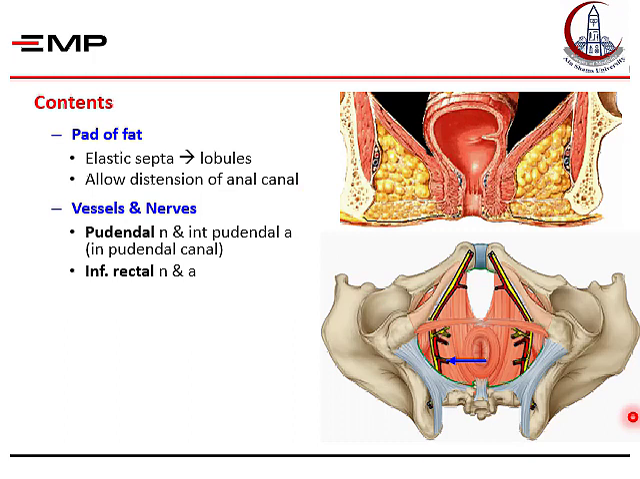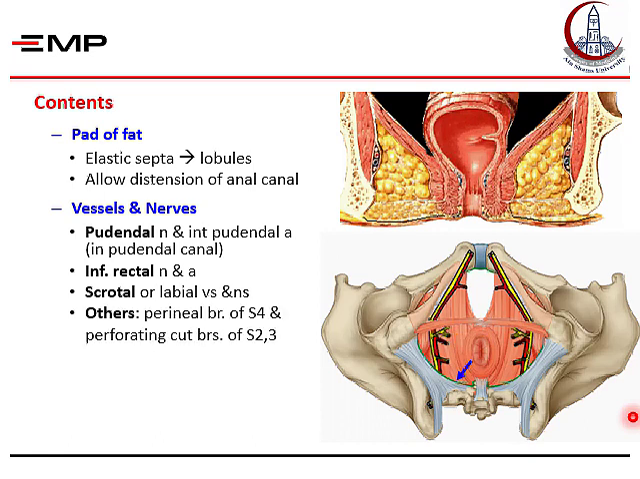These are the inferior rectal nerve and artery going to the anal canal. Although it is going to the anal canal, it is called inferior rectal. We have also the scrotal or labial vessels and nerves going to the scrotum or labium majus. And we have other nerves and vessels, the perineal branch of fourth sacral nerve, and the perforating cutaneous branches of S2 and 3. They enter this ischiorectal fossa through its posterolateral boundary.